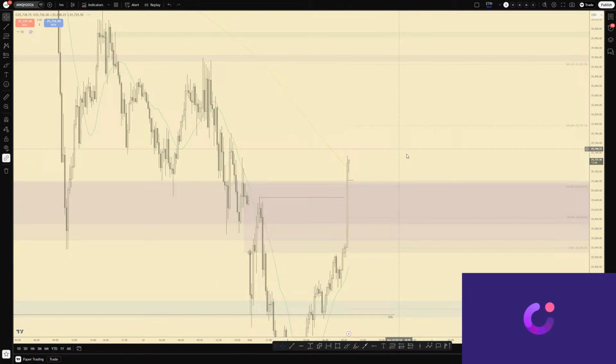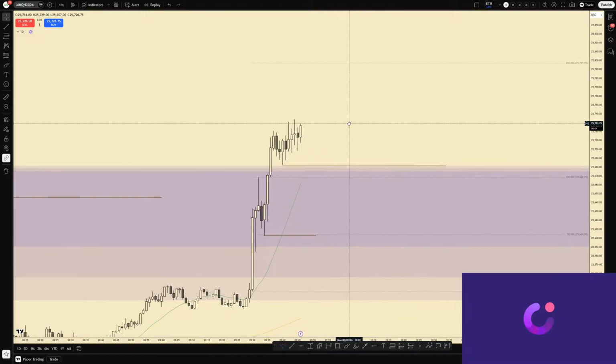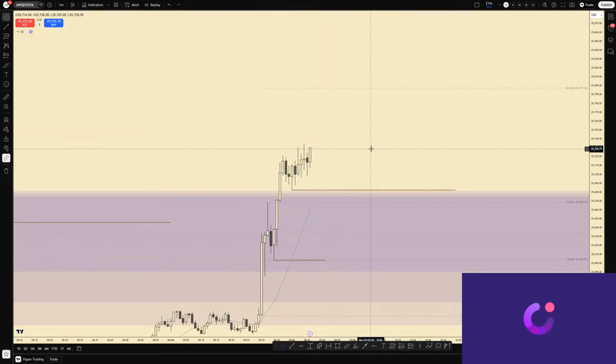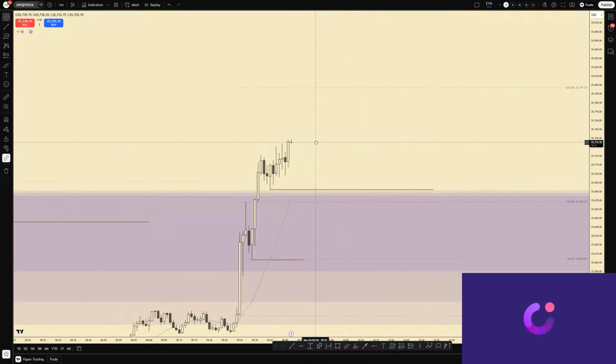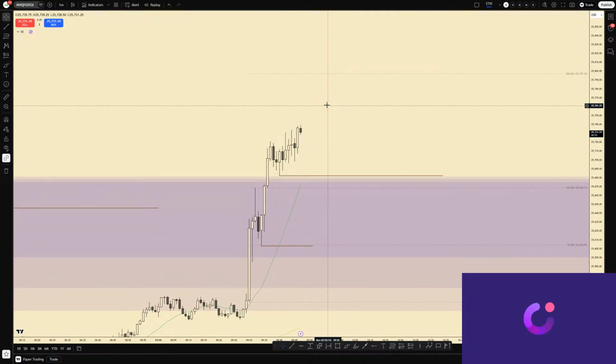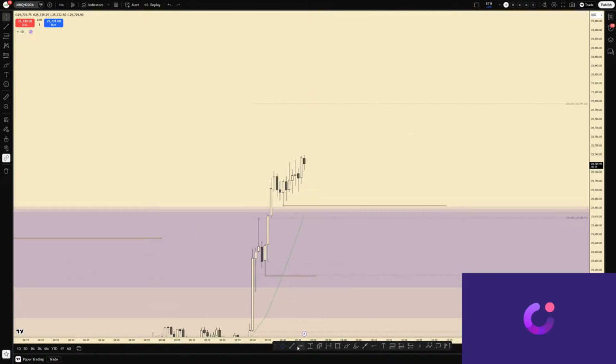I mean, I never try to catch the exact tops or exact bottoms because it is the lowest probability and most dangerous thing. It might just keep sweeping highs, making new highs, and stopping me out several times. So I will currently just wait and try to see if I can get a bullish setup opportunity. Okay.